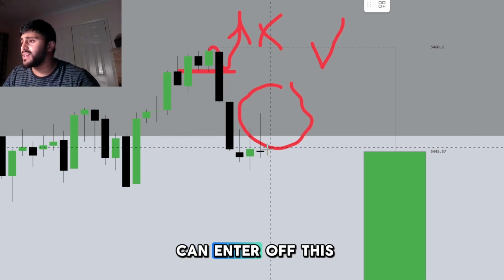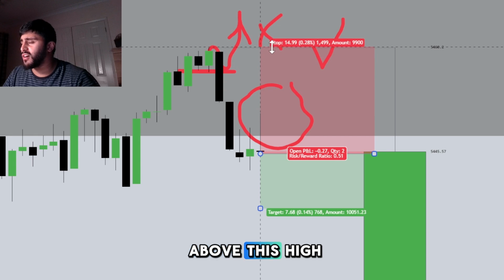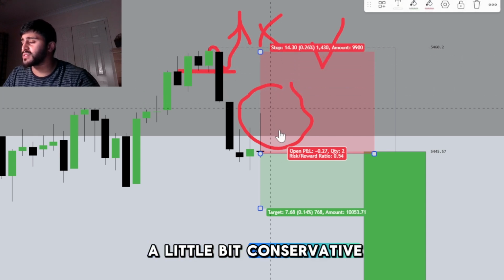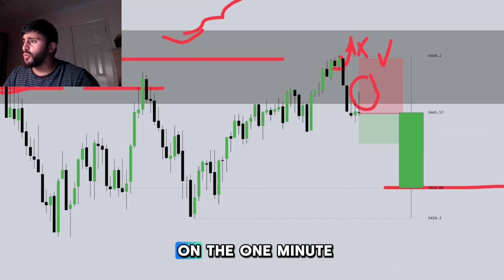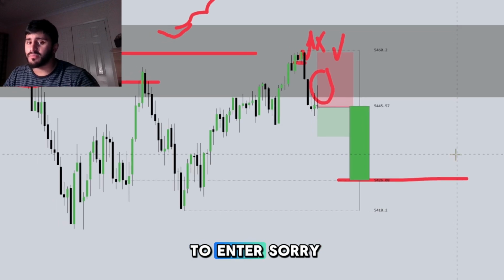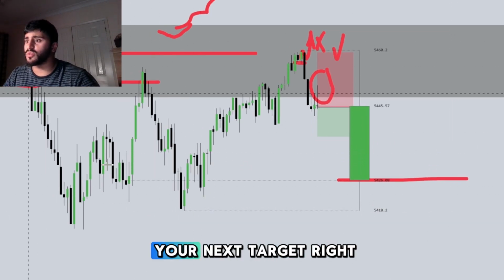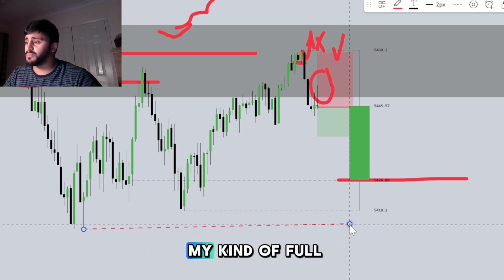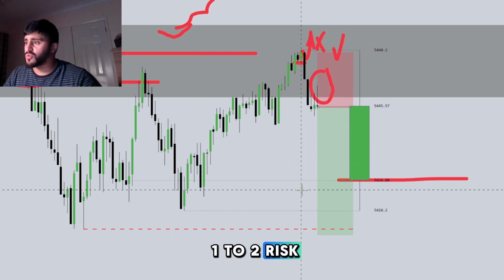Now from here, we can enter off this area and we can keep our stop loss either above this high if you're conservative, or you can have it at this local high. I prefer to be a little bit conservative with my highs, right? So I go for a lower risk reward. And now from here on the 1-minute time frame, where do we look to target? So again, liquidity is your next target, right? So simply London low, right? London low would be my kind of full TP target, and that's like a 1 to 2 risk reward, right?